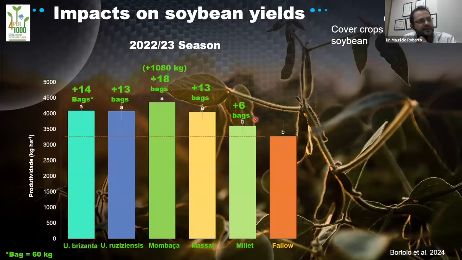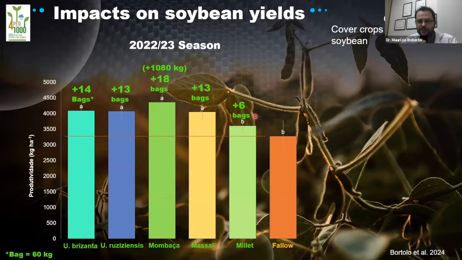Millet, we found about 1/3 of that. It's really important for us because millet is the most widespread cover crop in Brazil, particularly in the center part of Brazil, and we are seeing that in some cases it is not the best solution.